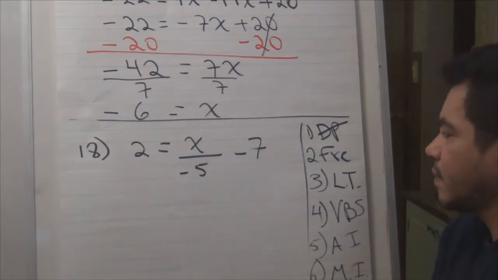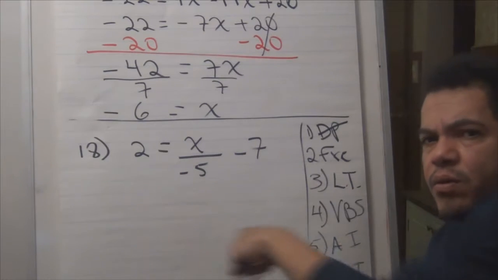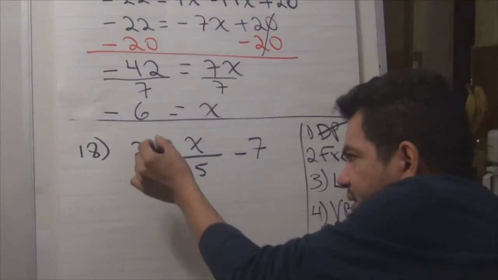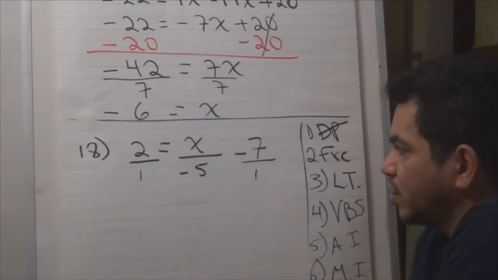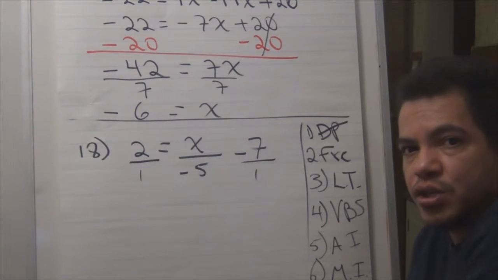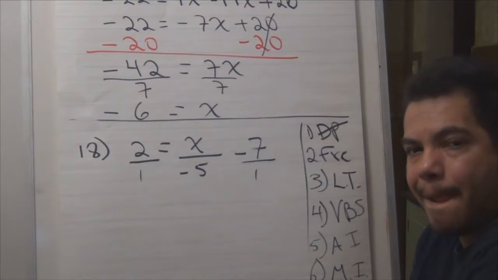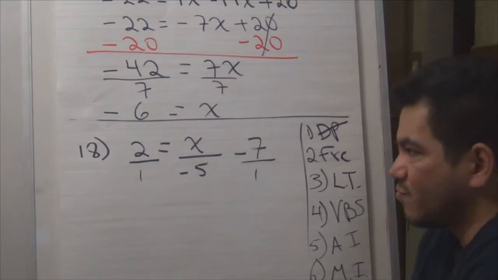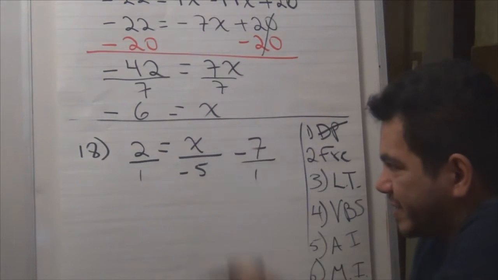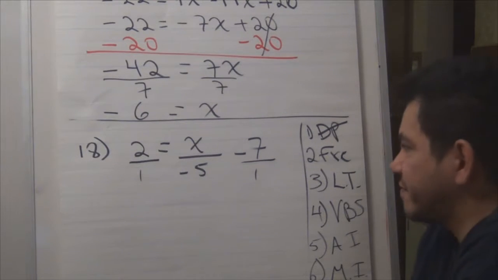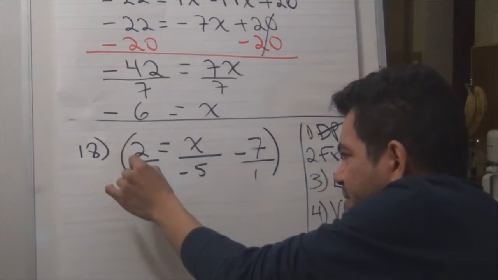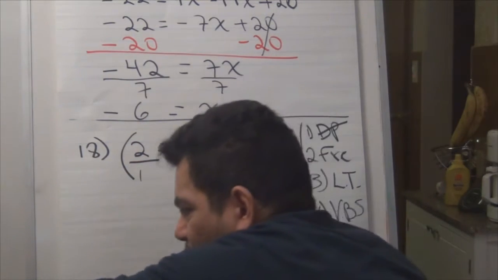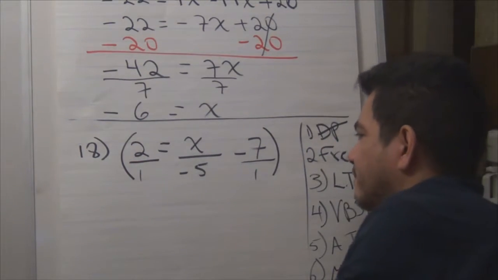So let's see now. What is the common denominator? Well, let's take a look at this. The denominator here is a 1. The denominator here is a 1. So the only number that changes is -5. So what is your common denominator? Right. Your common denominator is basically -5. So what to do once you find the common denominator? Multiply the whole thing by the common denominator.